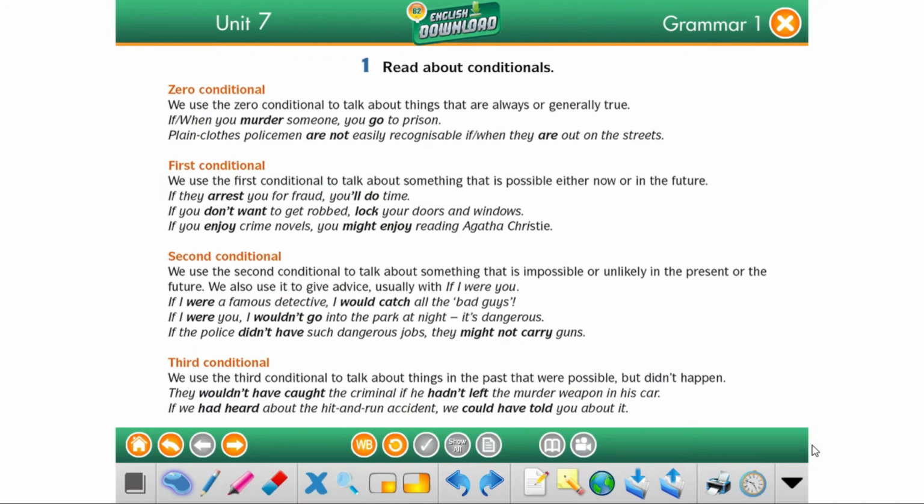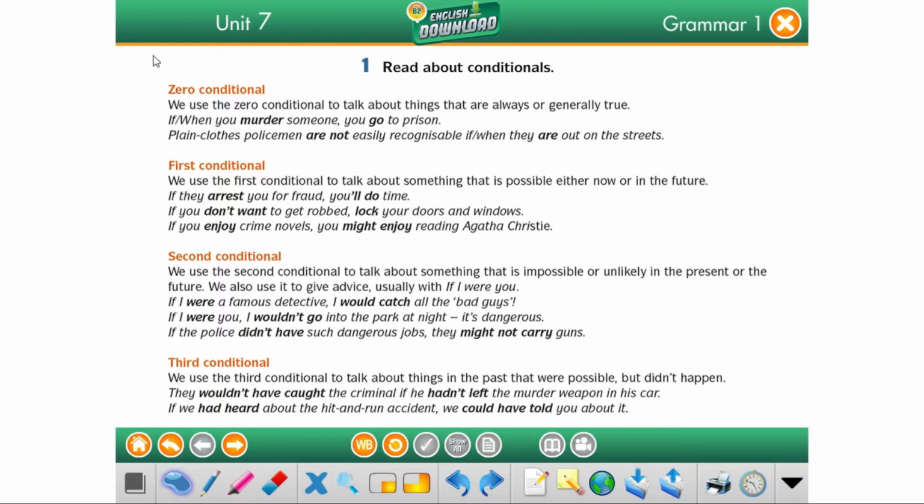Hello guys, today we're going to learn about the conditionals. Remember that we have four kinds of conditionals. The first one is a zero conditional, first conditional, second conditional, and third conditional. Well, we also have the mixed conditional, in which case we can mix these conditionals, but that's for the next class. So we're going to start with the zero conditional.